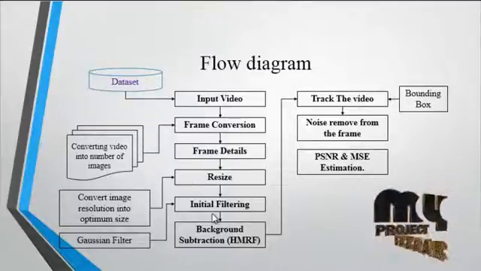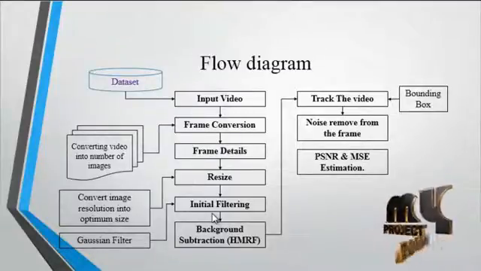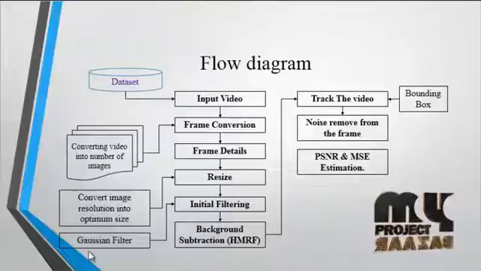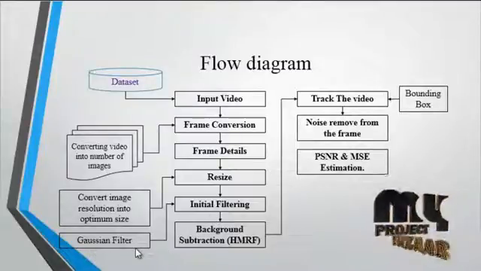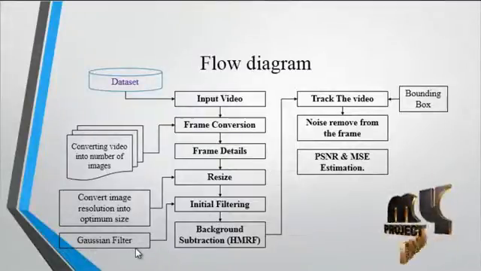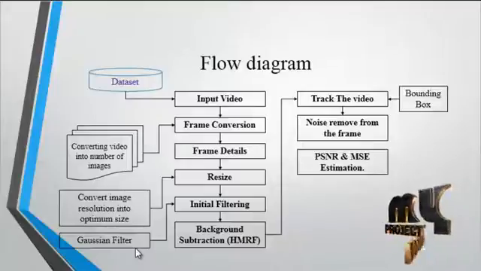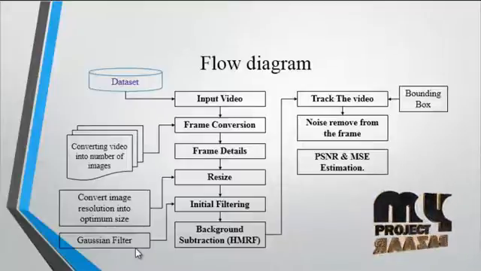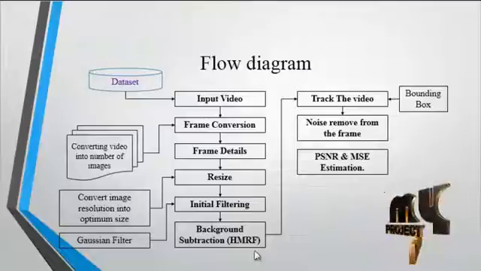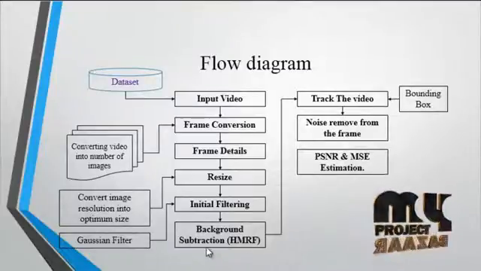Then the initial filtering is carried out. In the initial filtering, we are using the Gaussian filter method. The Gaussian filter is used to filter each and every frame present in the video. After the noise filtering, the noise-free image is obtained from the process. After the noise removal, the background subtraction is carried out.